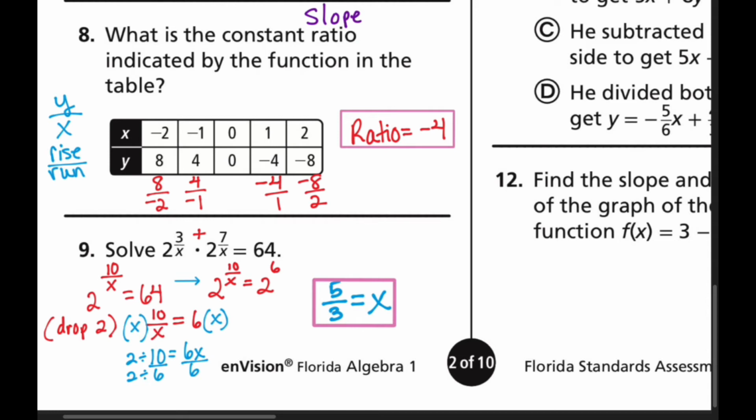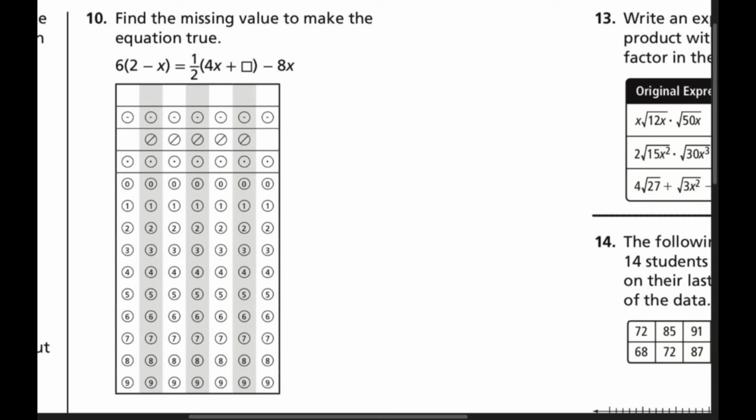All right, going down to the next one. Number 10, find the missing value that makes the equation true. Just like we did on the previous practice problem, we're going to first distribute our numbers on each side. So I have 6 that's going to go into 2 minus x. And then I have 1/2 that's going to go into the right-hand side. And remember, because they're equal, we have to make them be the same on both sides. So I need to compare the two answers to figure out what is missing.